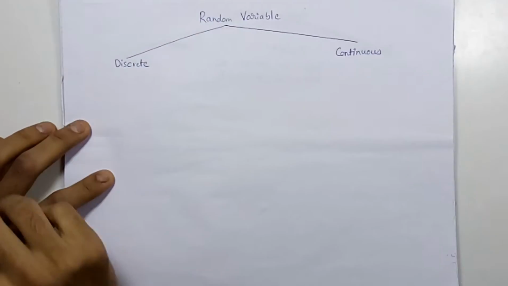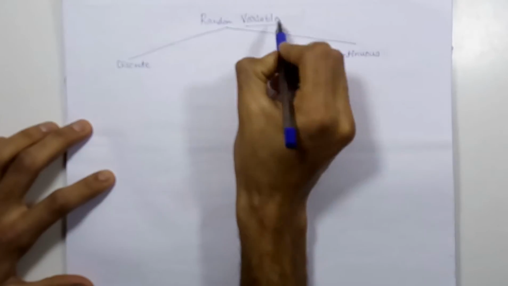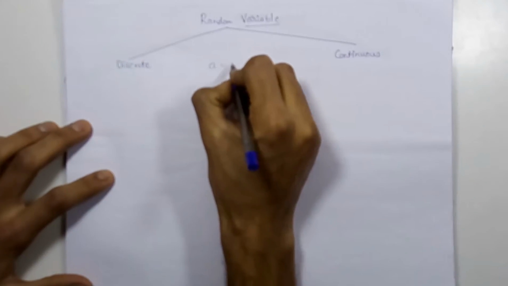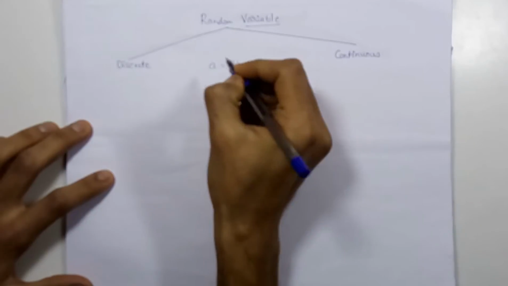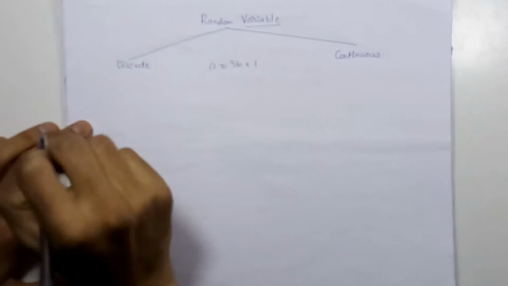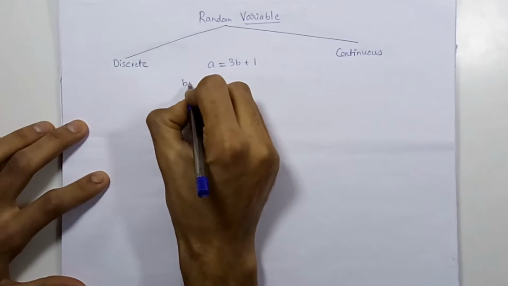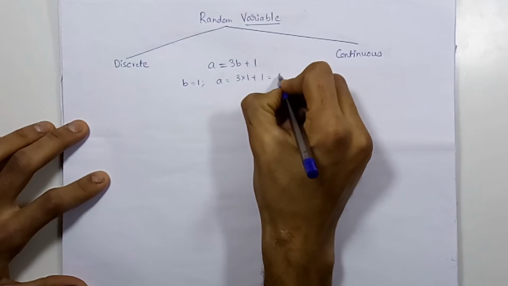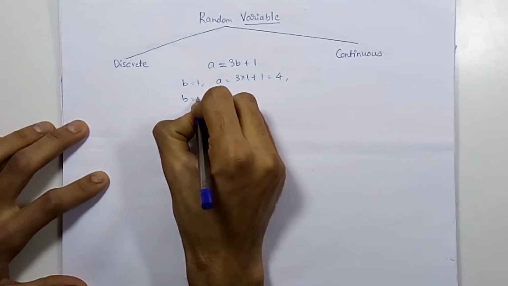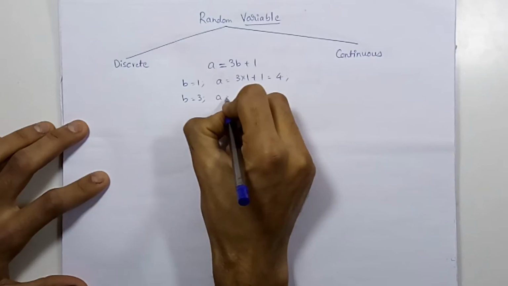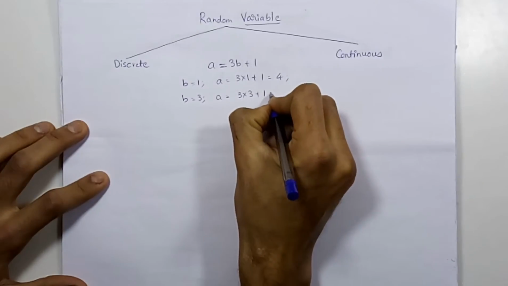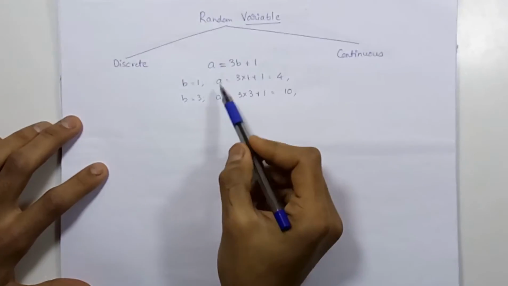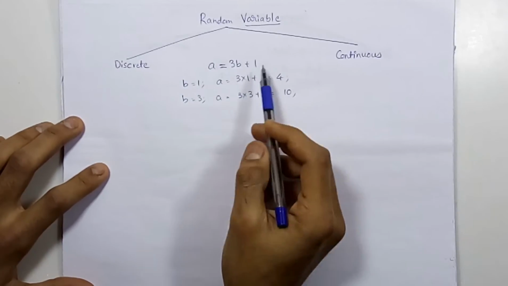Before I explain what a random variable is, let me explain what the term variable means. Let's pick a simple equation: a is equal to 3b plus 1. Let's assign values to b and see what value of a we obtain. When b is equal to 1, a is 3 into 1 plus 1, that's equal to 4. When b is equal to 3, a is 3 into 3 plus 1, that's equal to 10, right? And we can keep substituting values of b and we're going to get different values of a.